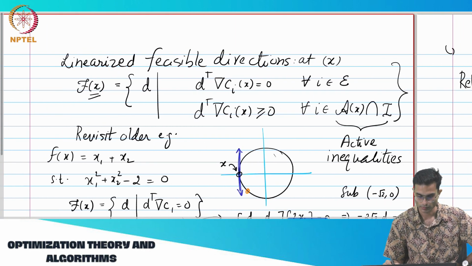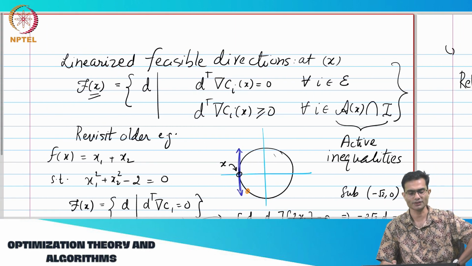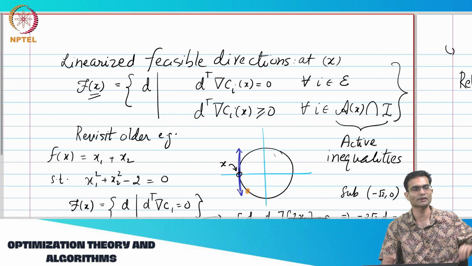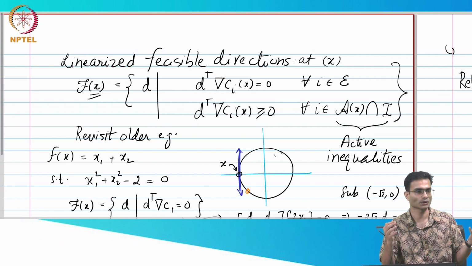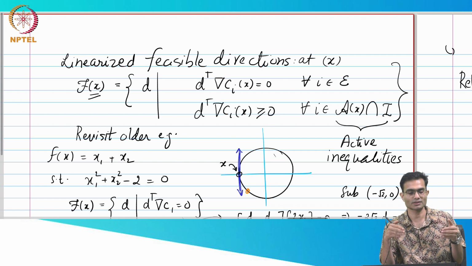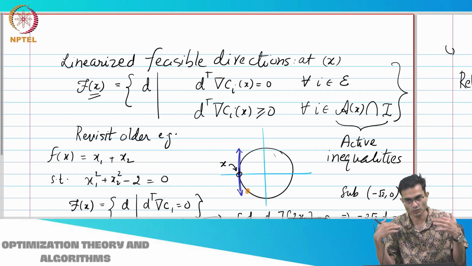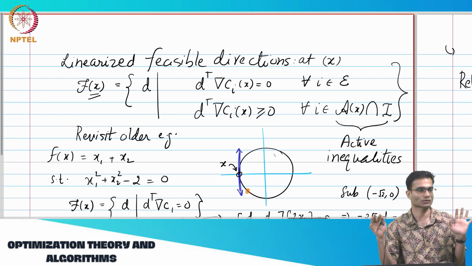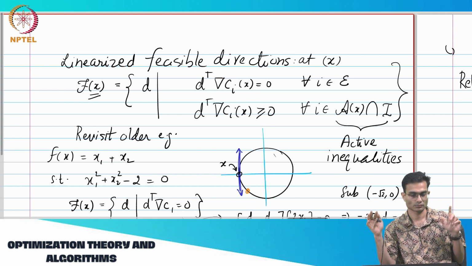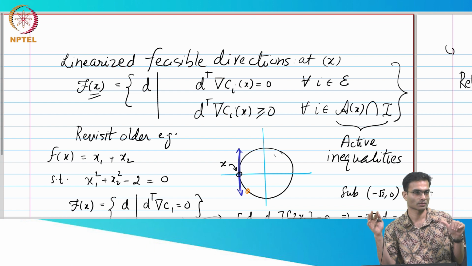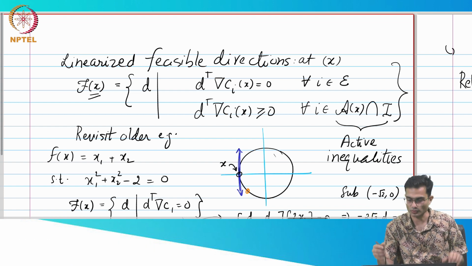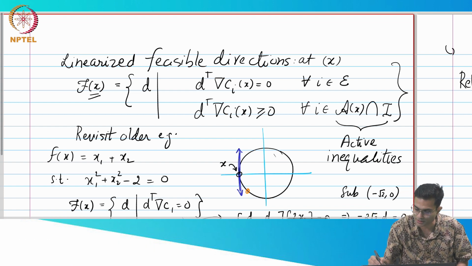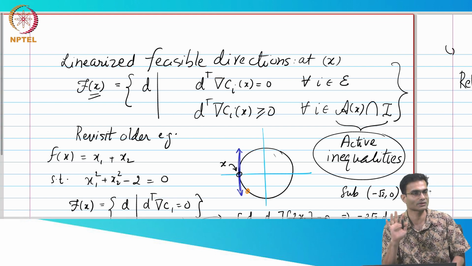Okay. So, this definition of linearized feasible directions is simply formalizing what we already knew, which is what are the directions in which I can go so that I remain in the feasible set. That's all. For equality constraints. Second one, okay, so forget this math that I've written there. You can just say active inequalities. Do you understand that?